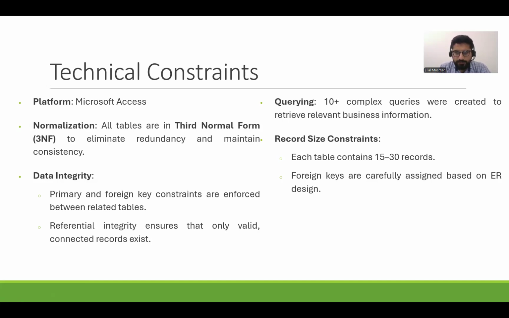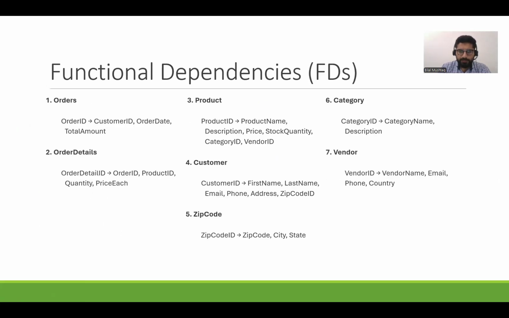And every single table is going to consist of 15 to 30 records. We're using foreign keys between them based on the following ER design that I'm going to show you in the next slide. The functional dependencies are as follows. The order ID is determined by the customer ID, order date, total amount. So this table contains all these fields. Order details, the functional dependencies are determined by order ID, product ID, quantity, price each. The product name, description, price, stock quantity, category ID, vendor ID are determined by the product ID. The customer ID determines first name, last name, email, phone, address, zip code ID.